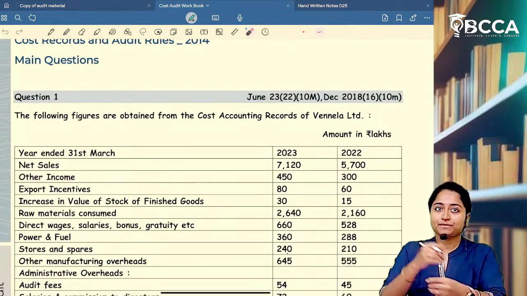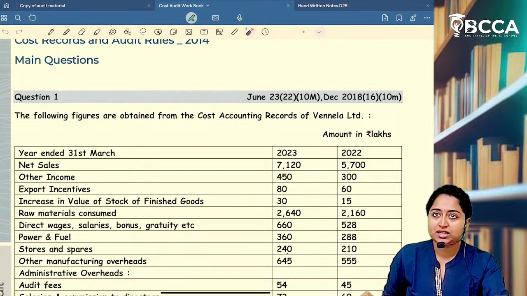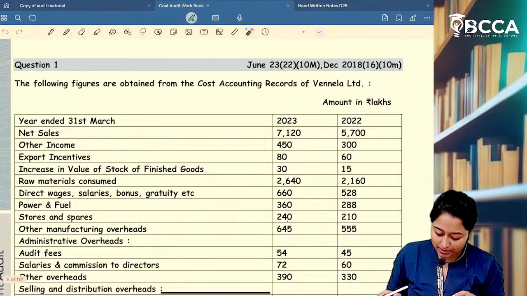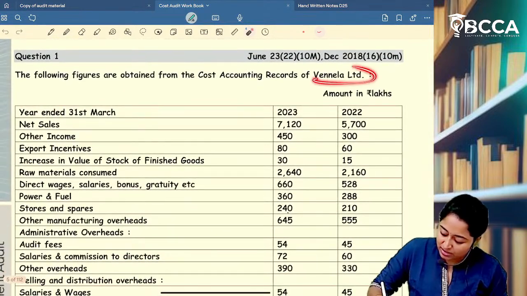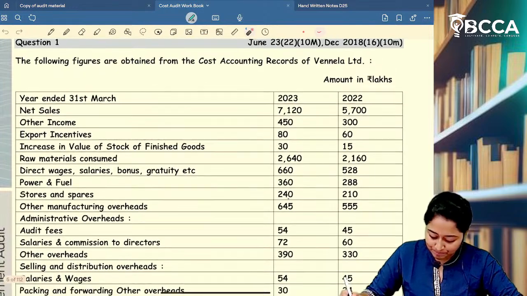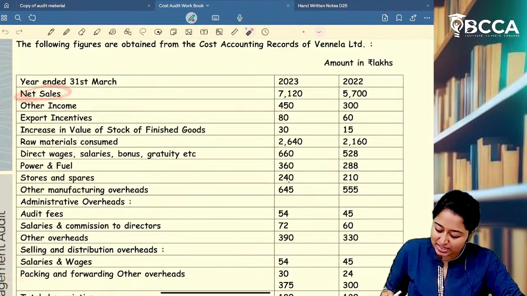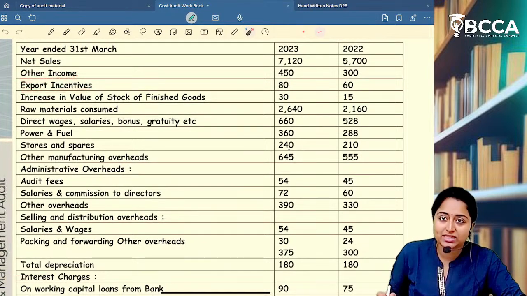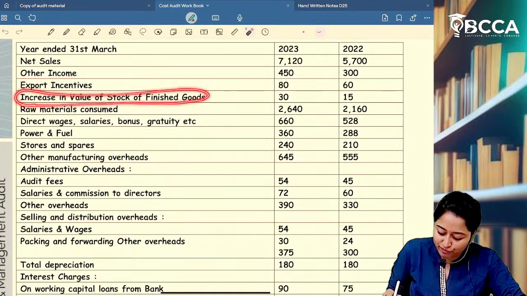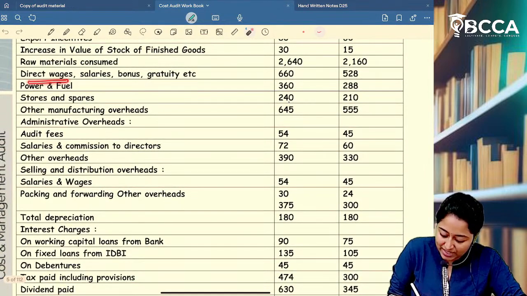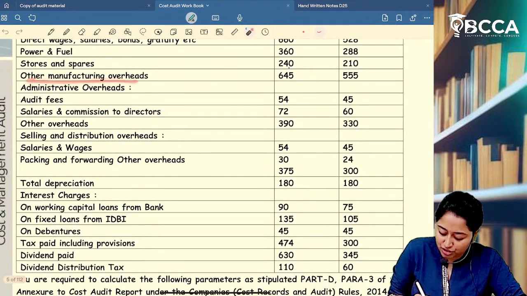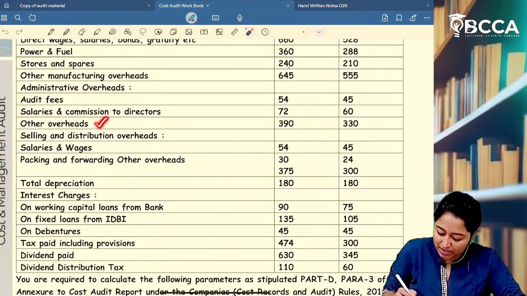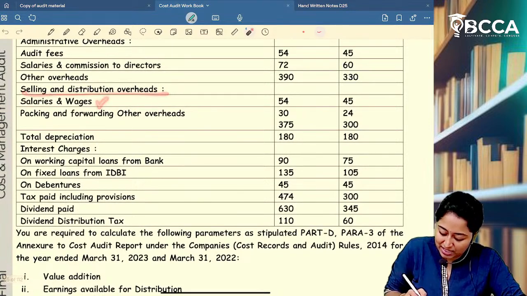Now, what we have seen in yesterday's question. Question number 1. We have seen that data is given for Vanilla Limited, in which net sales are given, other income, export incentives, increase in value of stock of finished goods, raw material consumed, direct wages, salaries, bonus, gratuity, power and fuel, stores and spares, other manufacturing overheads, administrative overheads such as audit fees, and salaries and commission to directors, other overheads. Selling and distribution, salary and wages, packing and forwarding, and total depreciation is given.